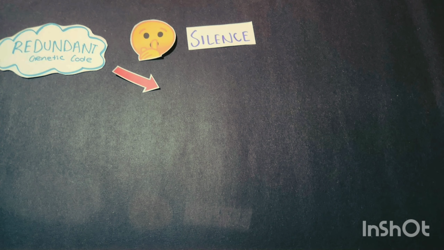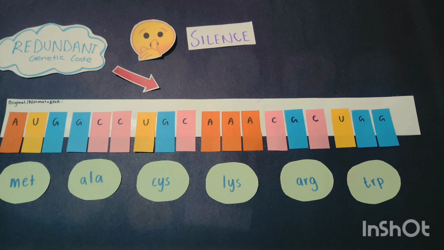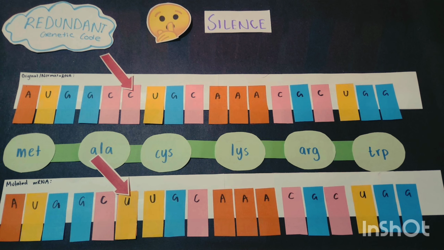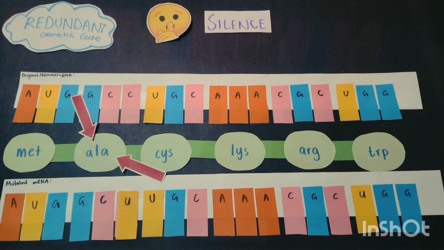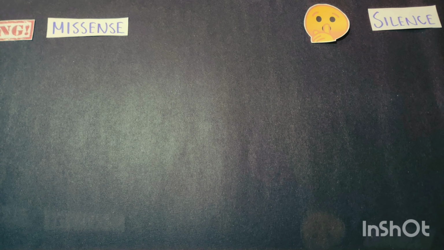The other case is when the changed base ends up coding for the same protein as the original or correct base. The original mRNA sequence, GCC, and the mutated mRNA sequence, GCU, both code for the alanine amino acid. The redundant nature of the genetic code allows each amino acid to have more than one codon, and since the final amino acid sequence, or in other words, the polypeptide chain, hasn't been changed, the mutation is least likely to have any long-term damage.